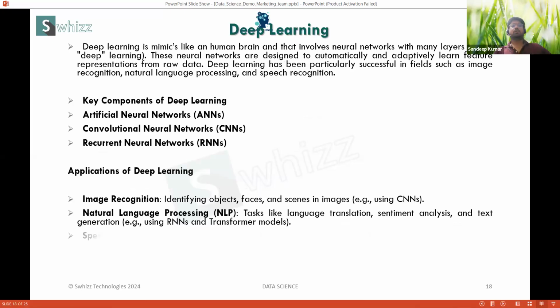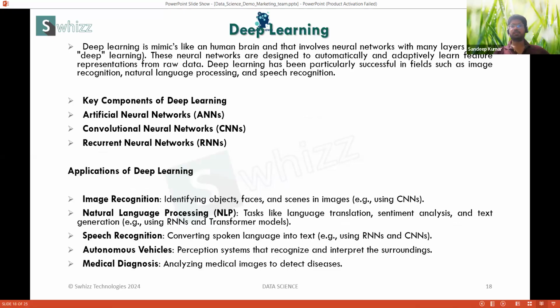Yeah. And Surujit, in a similar way, could you please tell me what exactly deep learning is?